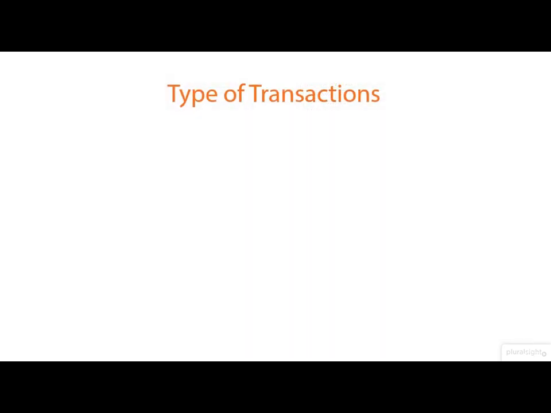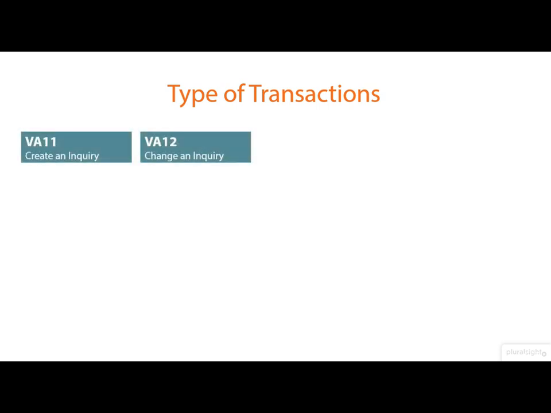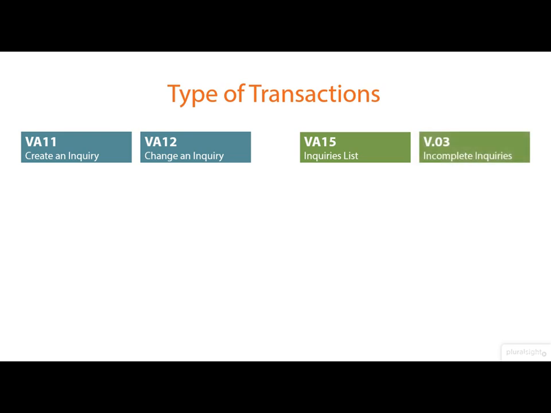Although we have a few special transactions that are very different from the others, most of the transactions actually can be classified into only two common groups. Let me give you an example for this. We have transactions for creating and changing an inquiry. We can also list all the existing inquiries or only the incomplete ones.